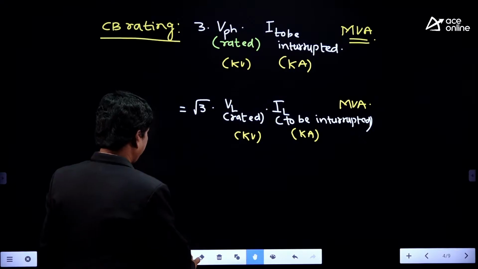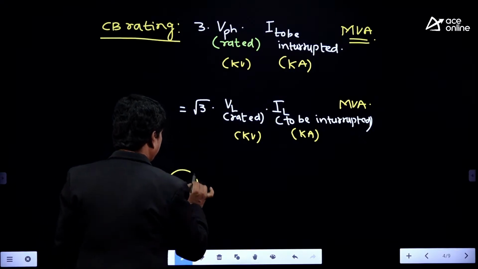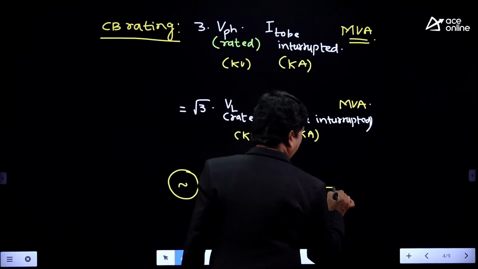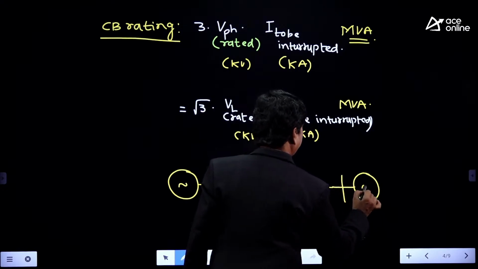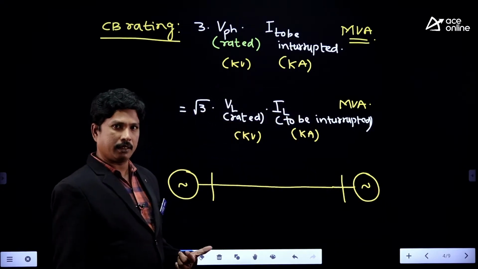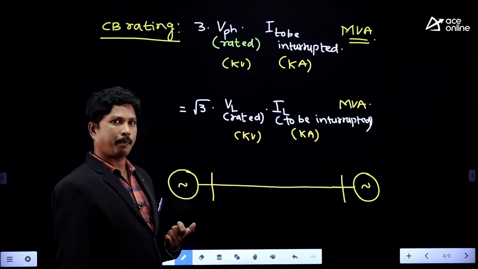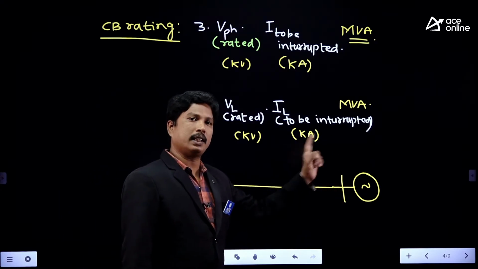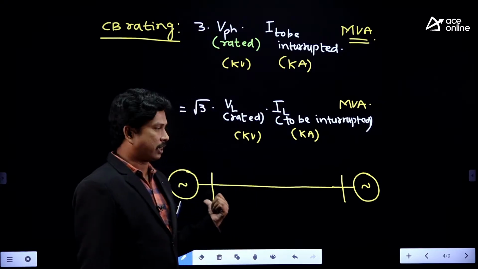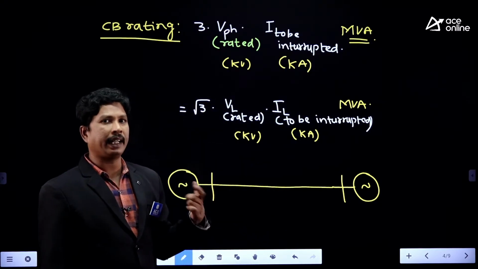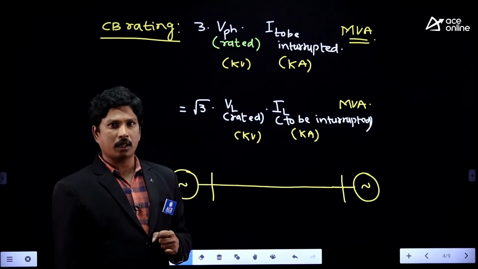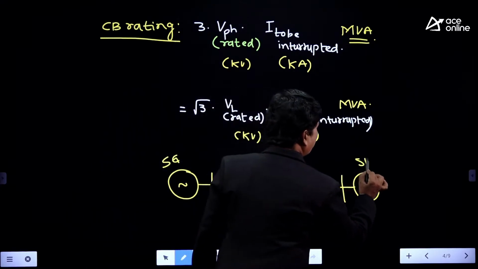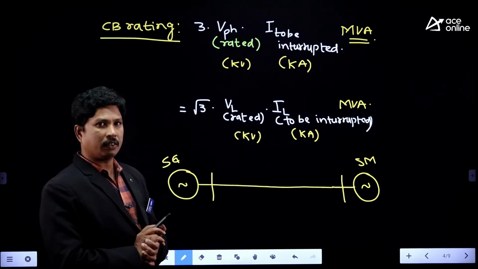Now, for example, whenever you are having a generator like this, and this is the transmission line connected to that one, and here we are having one more machine. It may be generator or motor, whatever it may be. We are having two synchronous machines, which are the sources of the currents. The synchronous motor is also a source of the fault current, not only the synchronous generator. But an induction motor, we cannot consider as a source of fault current. Synchronous generator and synchronous motor, both we can consider as sources of the fault current.